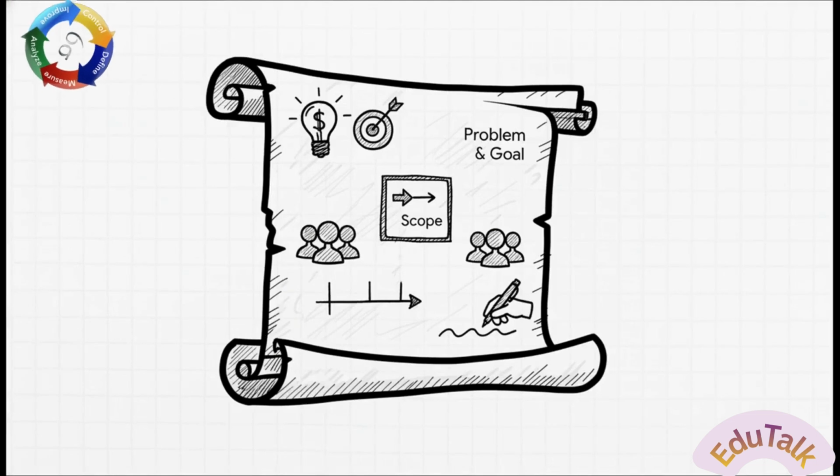A really good charter covers all the bases. It kicks off with the business case. Why are we even doing this? It includes our problem and goal statements. And this is a big one. It defines the scope, what's in, and just as importantly, what's out of this project. That alone will save you so many headaches later. It lays out the team, the timeline, and of course it gets signed off. That signature is your official license to proceed.